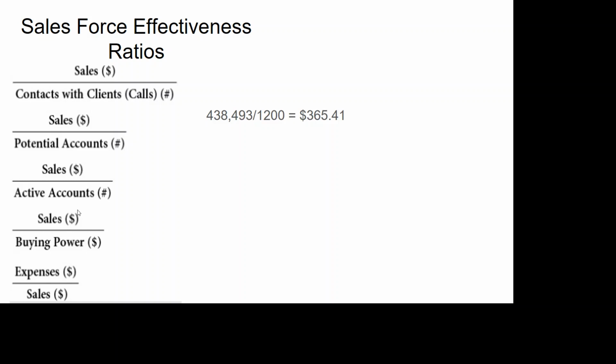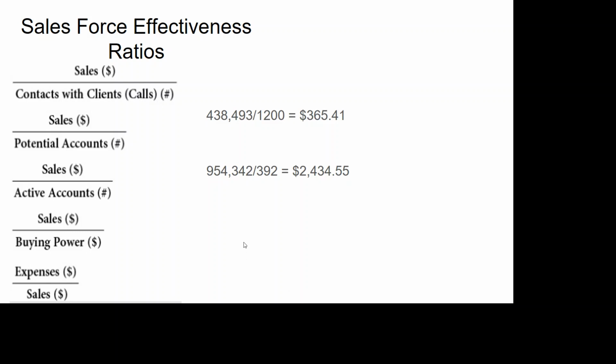Okay, sales divided by active accounts. We already talked a little bit about active accounts. A salesperson has opened 392 new accounts, resulting in $954,342 in sales. That gives a sales effectiveness ratio of $2,434.55. So that's the average number of sales per active account, from a dollar standpoint.